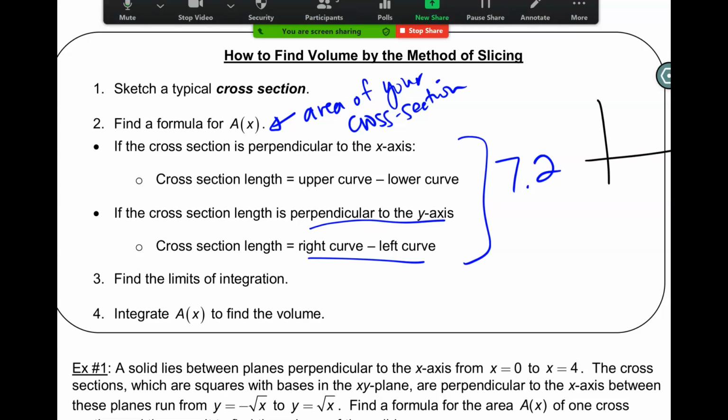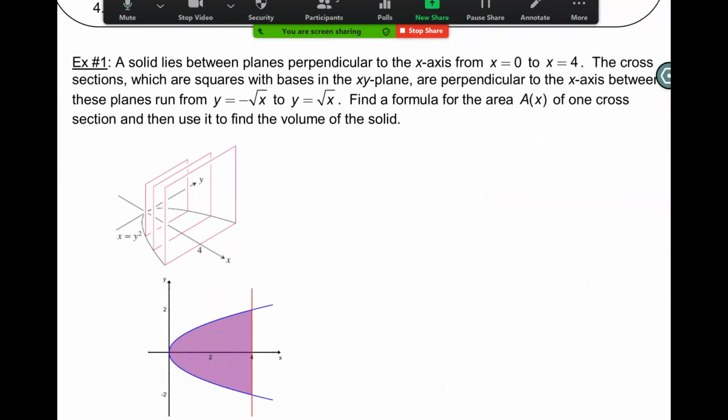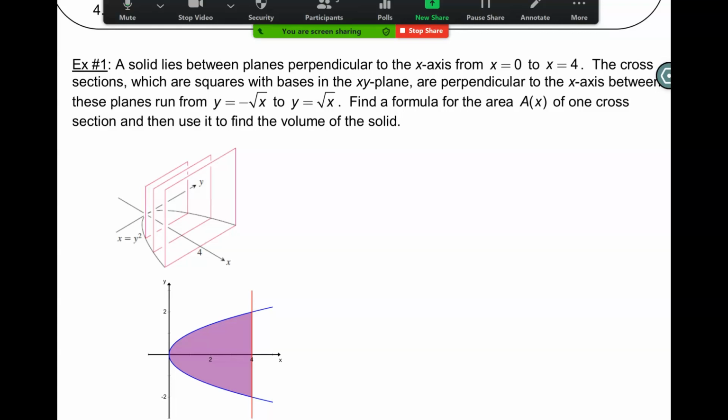If I'm trying to find slices going this way, it's perpendicular to the x, versus perpendicular to the y if I'm taking slices vertically. If my slices are horizontal here, I'm slicing perpendicular to the y-axis. Then find the limits of integration, from what number to what number, and then integrate A of x to find the volume. It makes a little more sense if we do an example.